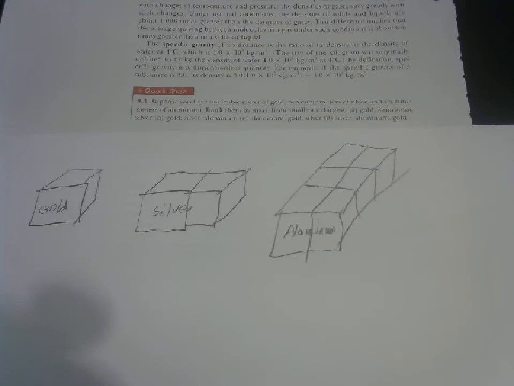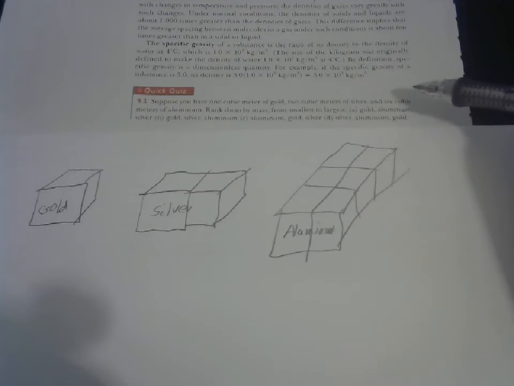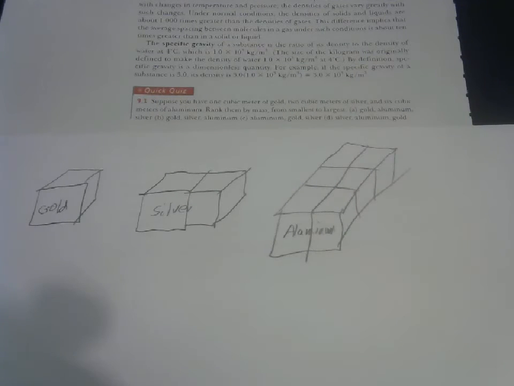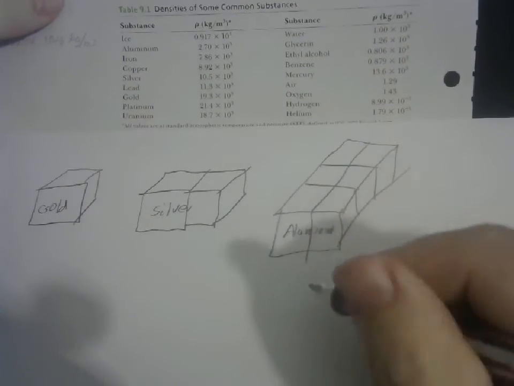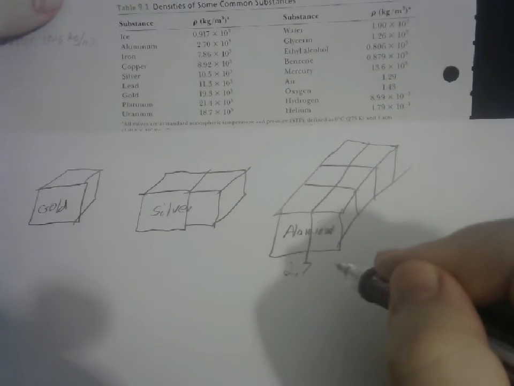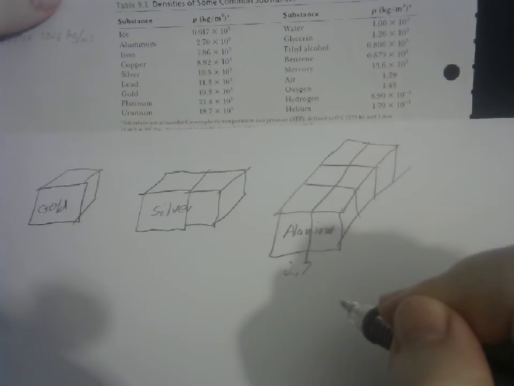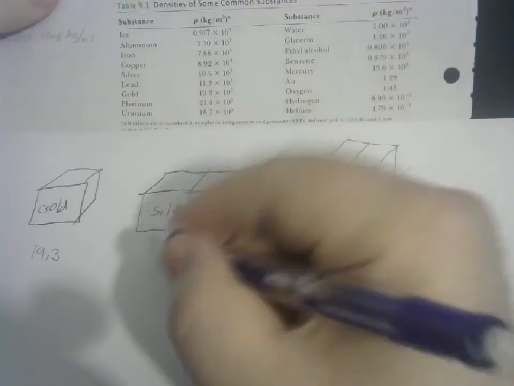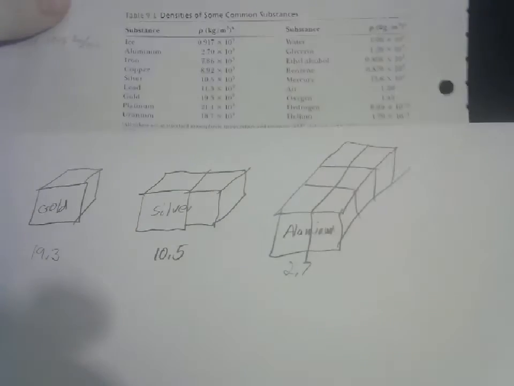So Quick Quiz 9.1 asks, suppose you have 1 cubic meter of gold, 2 cubic meters of silver, and 6 cubic meters of aluminum. Rank them by mass from smallest to largest. Looking at table 9.1, we have aluminum at 2.7 thousand kilograms per meter cubed. Gold at 19.3 thousand kilograms per meter cubed, and silver at 10.5 thousand kilograms per meter cubed.